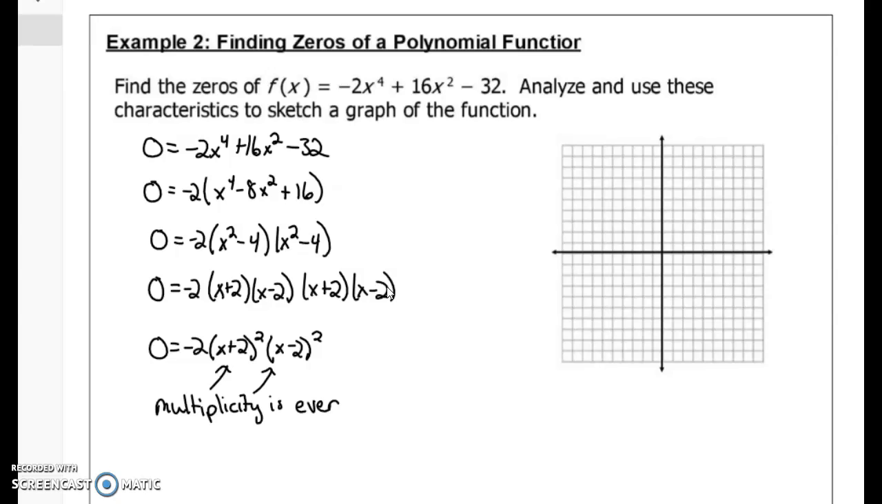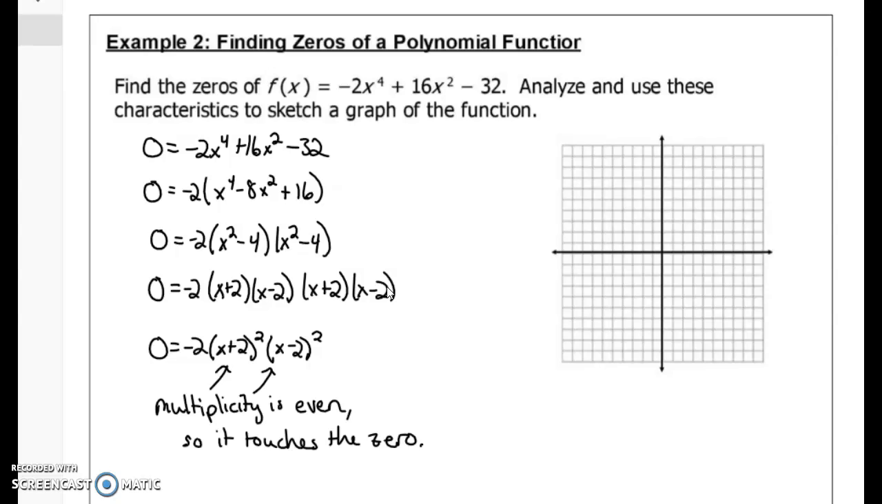When a zero is repeated an even number of times, or has an even multiplicity, meaning it has an even power, then it touches the zero but does not go through it. So if the multiplicity is even, it touches at that zero. If the multiplicity is odd, then it actually goes through that zero. We'll see what that means in just a second.